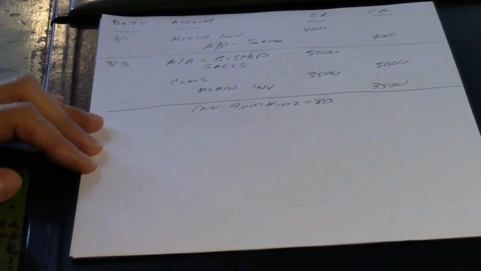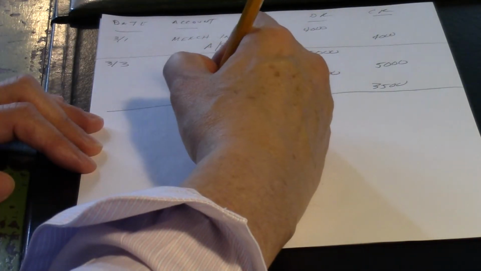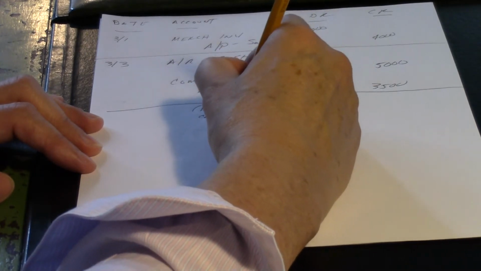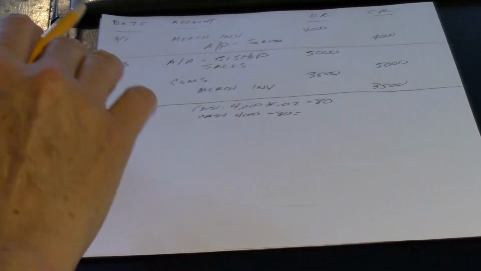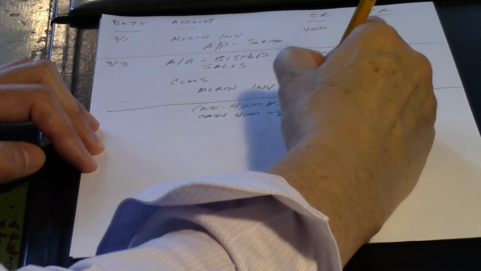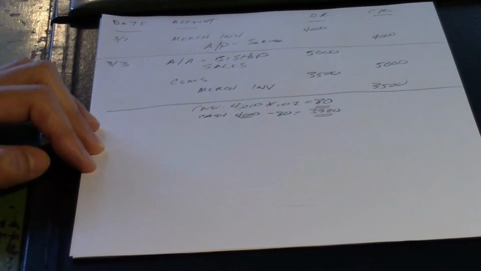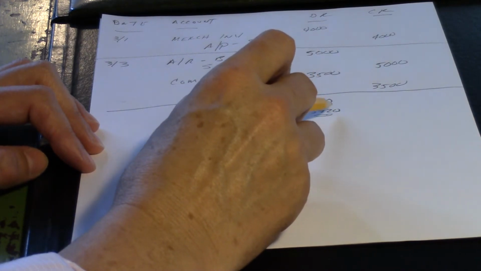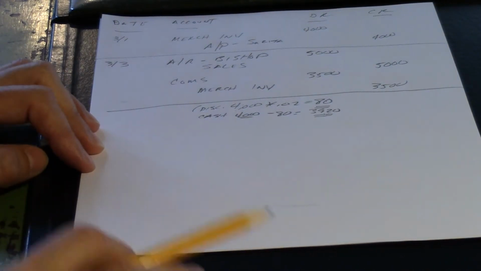And of course 4,000, that's our account payable. So the cash we're going to get from them is 4,000 minus 80 equals 39.20. So there we go. We have all the numbers we need: the discount, the cash we're going to pay them, and our account payable amount.